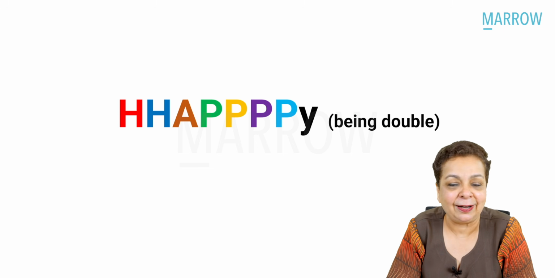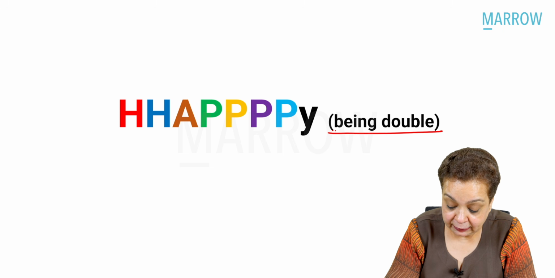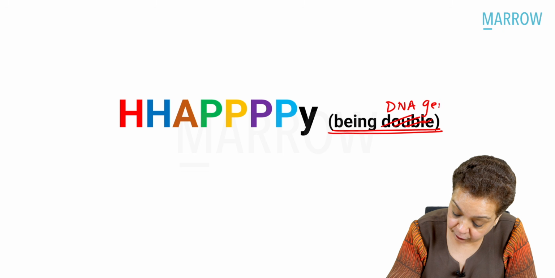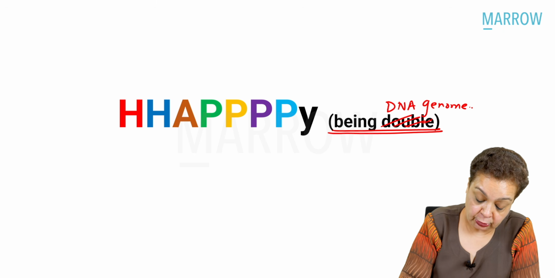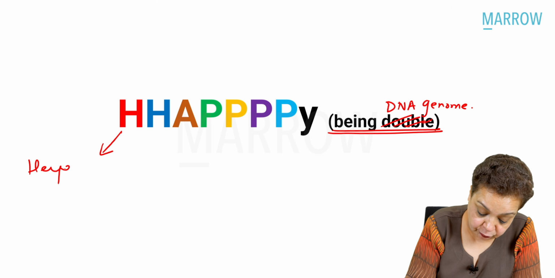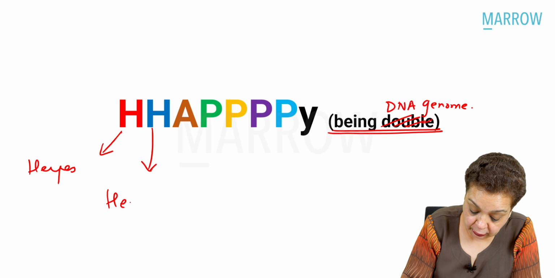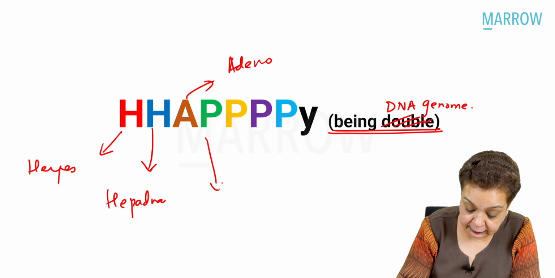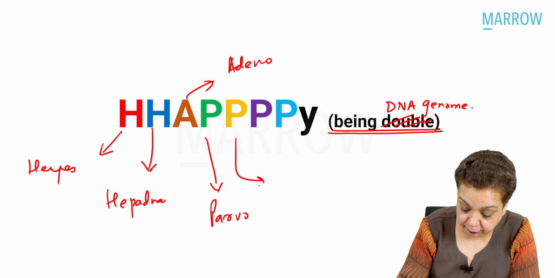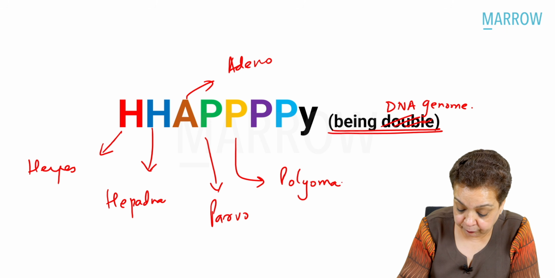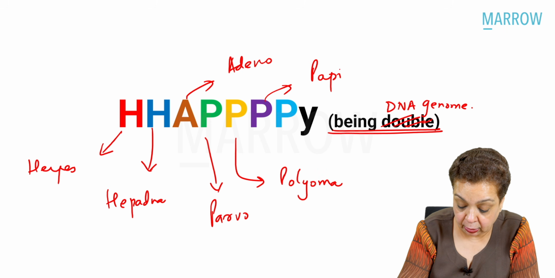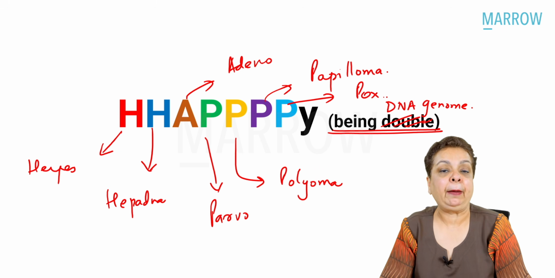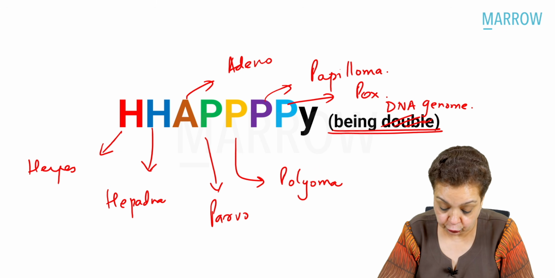Okay, so happy are the viruses which have a DNA genome, not double-stranded DNA genome. So which are these? These are herpes viruses. H stands for hepadnavirus, A stands for adenovirus, P stands for parvovirus, P stands for polyoma, P stands for papilloma, and finally the pox viruses. Happy viruses have a DNA genome.